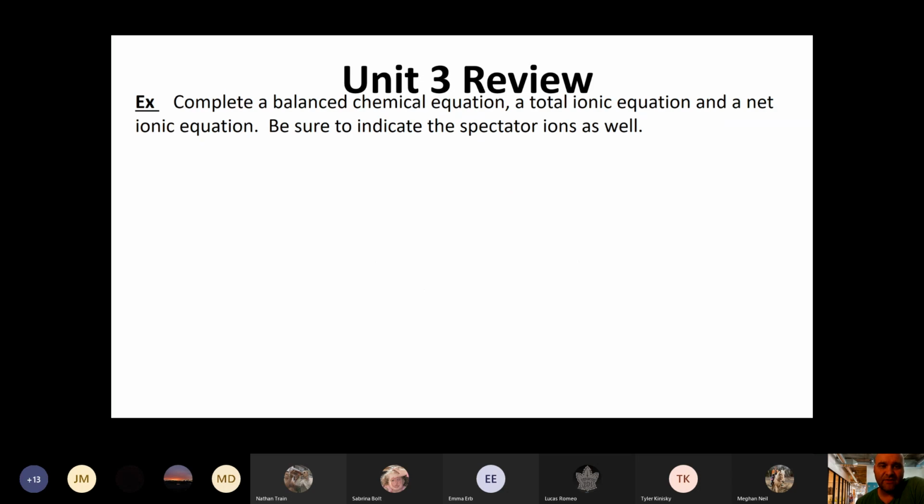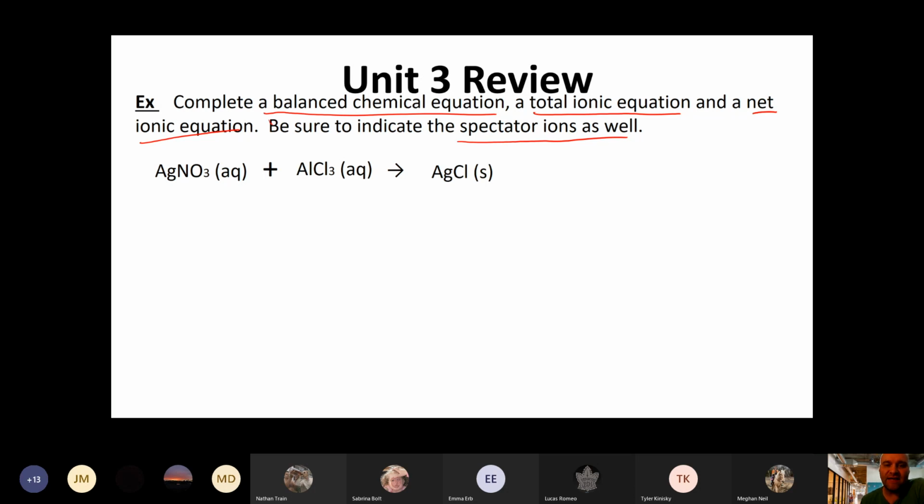So here was a typical example. We have to do a balanced chemical equation first. Then we're going to break up everything that's aqueous. Then we'll do some canceling out of stuff. And whatever cancels is going to be our spectator ions. So I've got silver nitrate and aluminum chloride here. This is where you grab your periodic table and say, okay, silver and aluminum are going to switch partners. We're going to end up with AgCl.